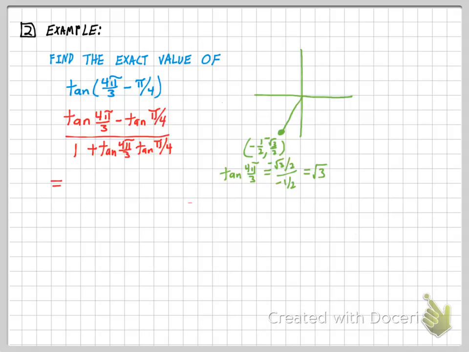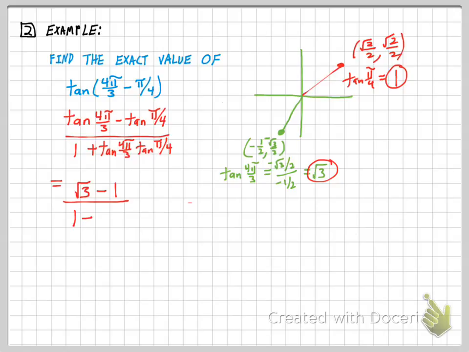Okay, I also have a first quadrant angle of pi over 4. The coordinates here are root 2 over 2 and root 2 over 2. If I ask you for the tangent of pi over 4, we know it's going to be the ratio of those two, which turns out to be 1. So 1 and root 3 are going to be important values. Back to my formula. Tangent of 4 pi over 3, which we just spent a few minutes figuring out, turns out to be root 3. Tangent of pi over 4 is 1. On the bottom I have 1 plus the product of the square root of 3 times 1. Right? So I have an answer here, root 3 minus 1 over 1 plus root 3.